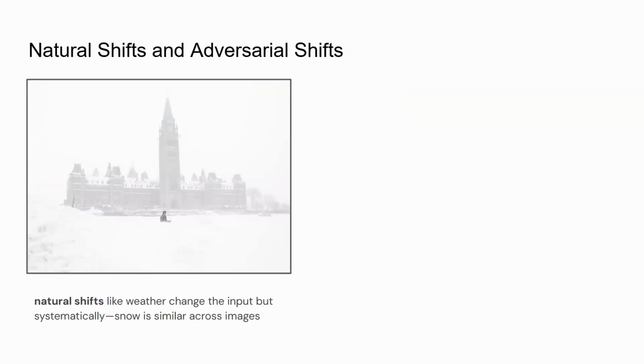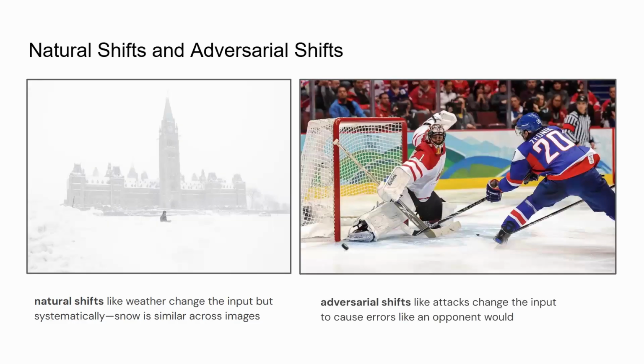So here, think of things like weather, like snow, right? They change the input, but they do so systematically. Even though every snowflake is special and unique, snow as a distribution looks like snow, right? On the other hand, I want to identify adversarial shifts.